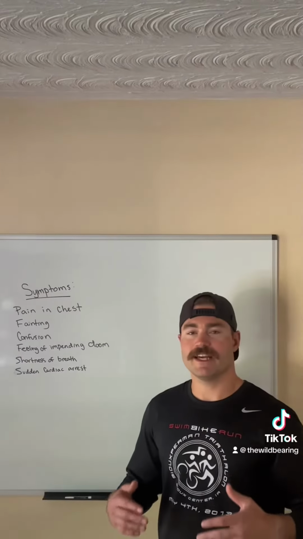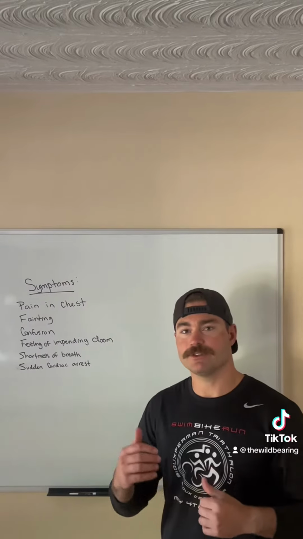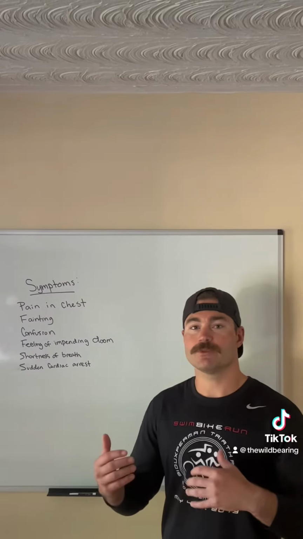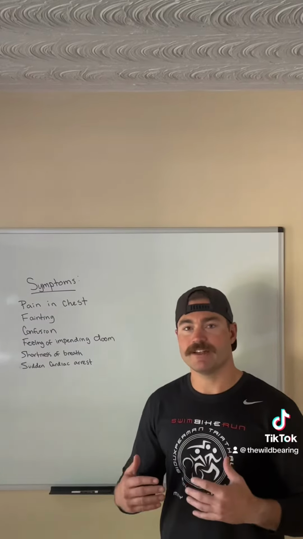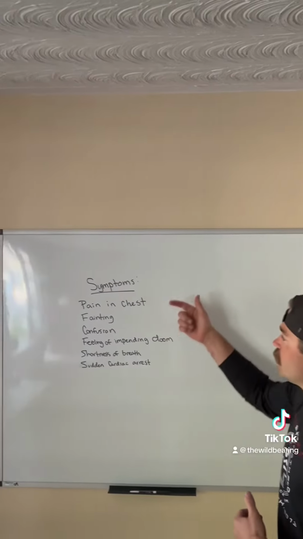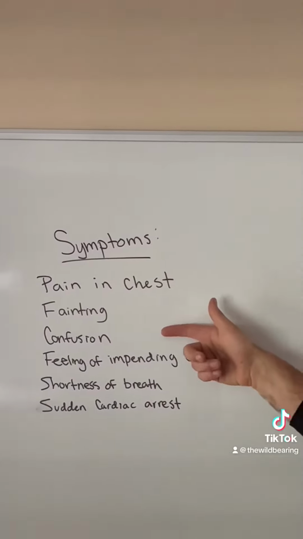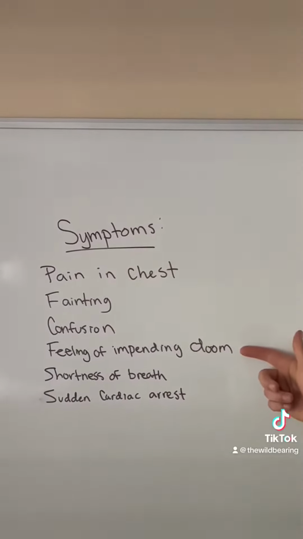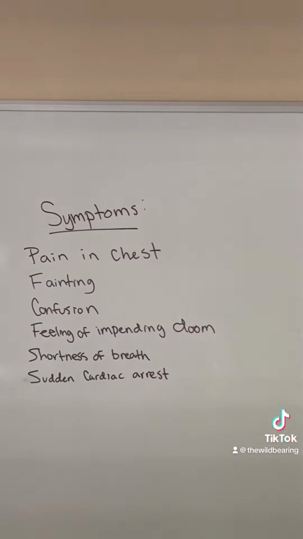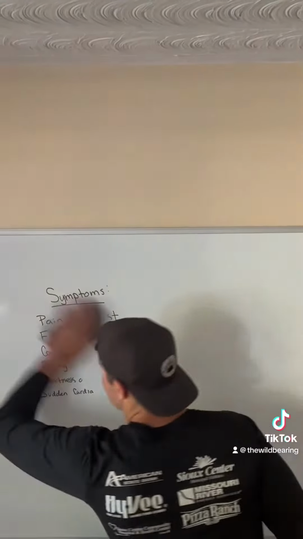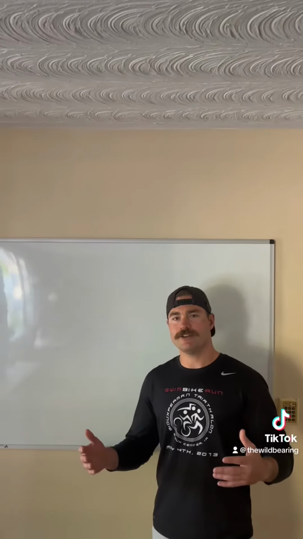So essentially, an AGE, or arterial gas embolism, is when air escapes your lungs and makes its way to your heart or your brain. And because of that, you can get these symptoms: pain in your chest, fainting, confusion, feeling of impending doom, shortness of breath, or sudden cardiac arrest, or death. So how do you get this as a diver?